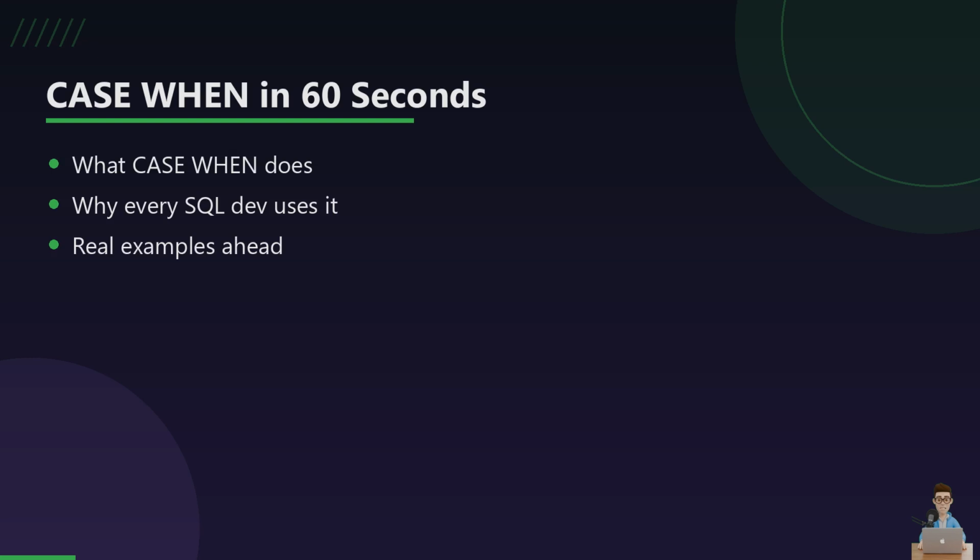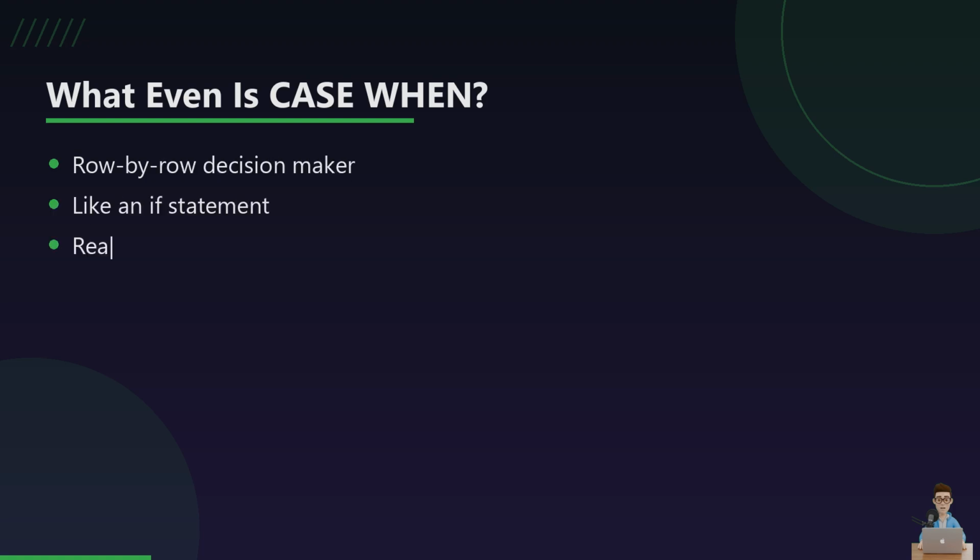Think of it like sorting mail into different bins based on the address. By the end of this, you'll be labeling data, building categories, and doing conditional math right inside a query. Let's go. Imagine a bouncer at a door checking each person and deciding which line they go in.